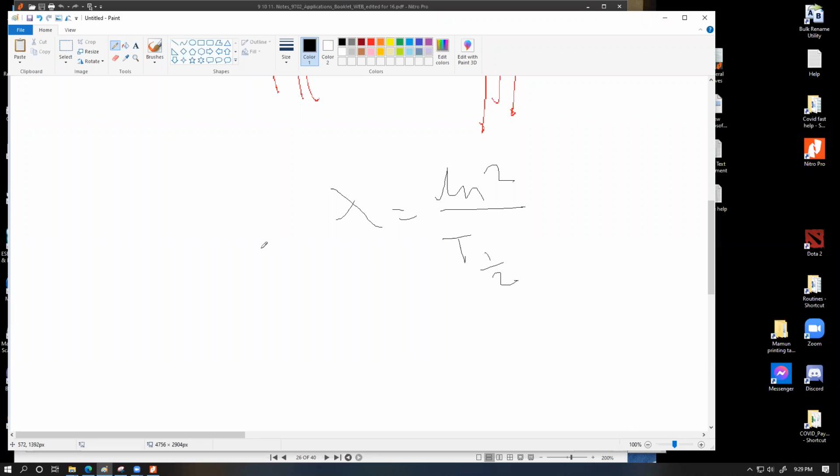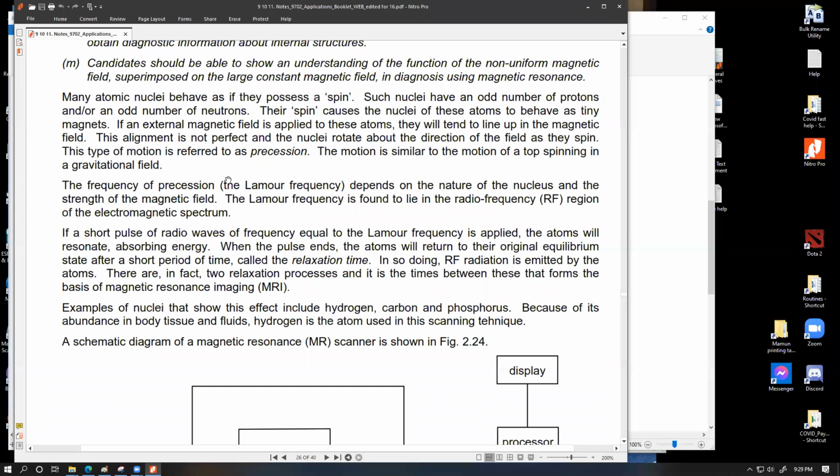For example, there are 3 specific elements mentioned in your syllabus: hydrogen, carbon, and phosphorus. They have this spin property for the nucleus. But because of its abundance in body tissues, hydrogen is the atom used in the scanning technique, because hydrogen is practically everywhere. It is the smallest atom in size, except for helium. Helium is smaller than the hydrogen atom, but hydrogen is quite small, and hydrogen is everywhere. I mean, think about it: water molecule, glucose molecule, DNA molecule.